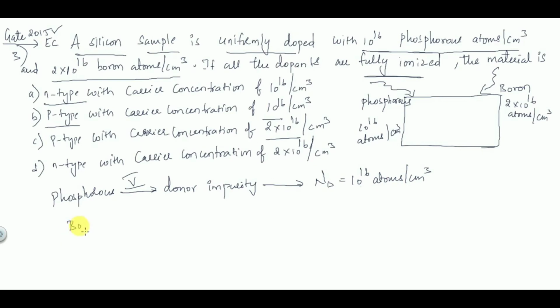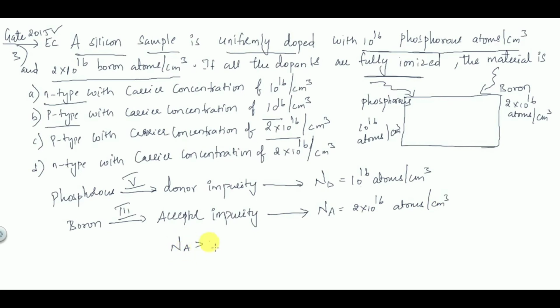Similarly, boron is a group 3 element, that is, it has 3 electrons in its valence shell, so it is an acceptor impurity. Acceptor impurity concentration is 2 into 10 to the power of 16 atoms per centimeter cube. If you observe, Na is greater than Nd, that means there are more acceptor impurities than donor impurities, because donor impurities are only 10 to the power of 16, but acceptor impurities are 2 into 10 to the power of 16.